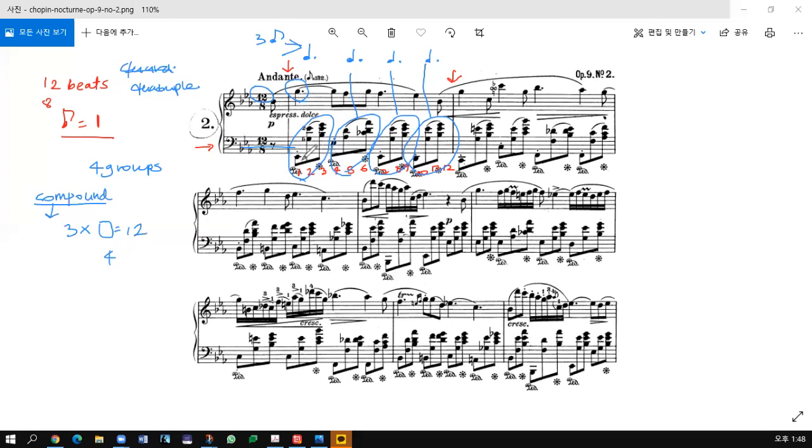So you look at these groups, like 1, 2, 3, 4. So we can group each dotted quarter note into 4 groups. So this one is compound quadruple meter.